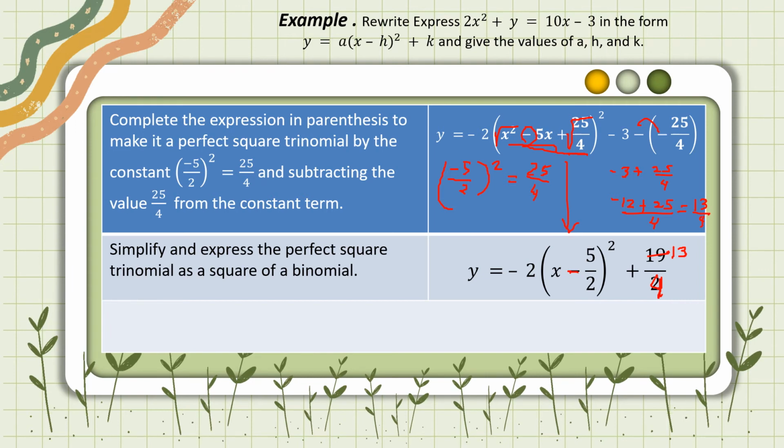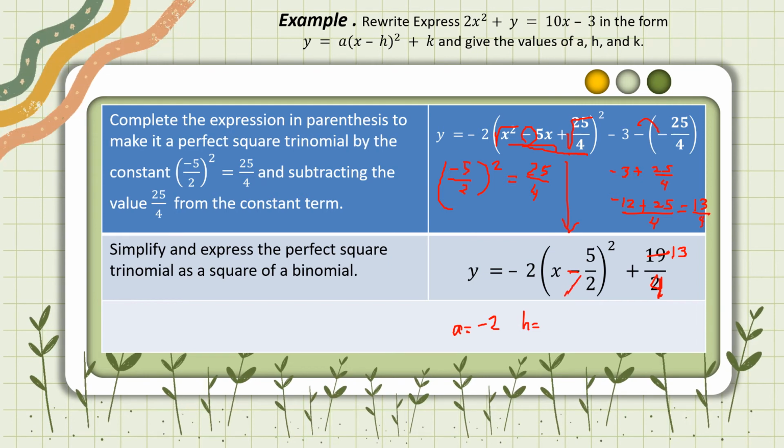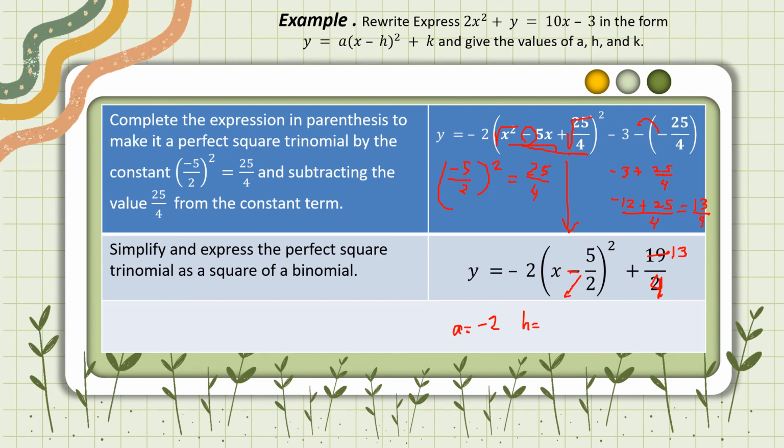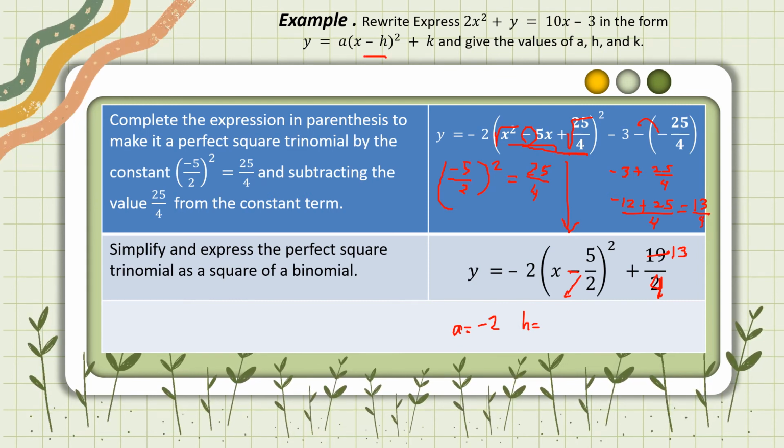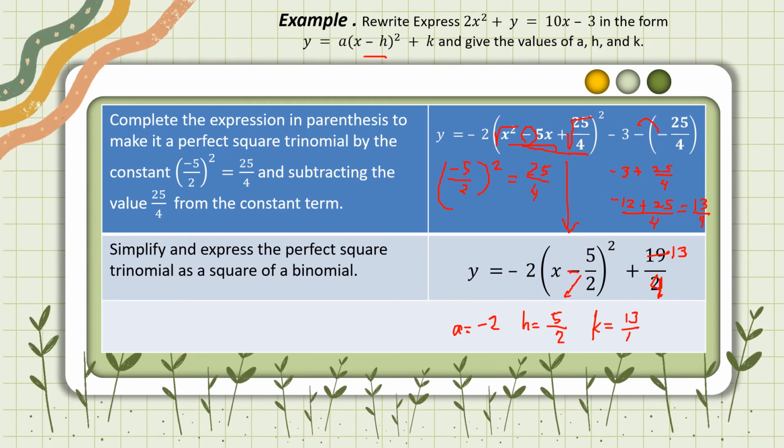So, ang a natin ay negative 2. Ang h natin, ito po ang h natin, yun po ay negative. Yung sa formula ay negative. Ayan. So, ibig sabihin kung yan ay negative, mag-change tayo, magiging positive. Magiging 5 halves. Tapos, ang k po natin ay 13 all over 4. So, yan.